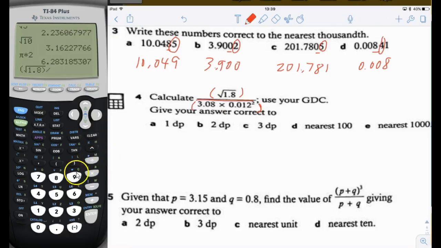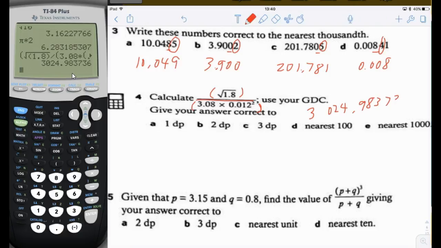So divided by, and then I'm going to put more parentheses, and I'm going to put 3.08 times 0.012 squared. Exponent comes before multiplication, so you don't need to have parentheses. But if you want to, put parentheses here too. In this case, you don't really have to have them because PEMDAS is going to work in your favor, but you have to be careful. Okay, so it gives us this big number, and I'm going to write the whole thing out here because we're going to need some of these digits. 3024.983736.